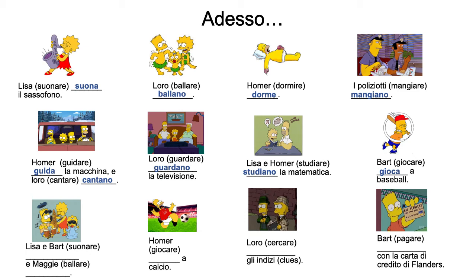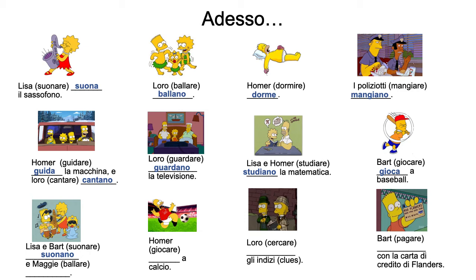In the next one, again, we have two parts. The first one says Lisa e Bart, right? So the subject here is two people. It's they, right? I want the loro form of suonare, which is suonano. Lisa e Bart suonano. Lisa and Bart play, right? And of course, play in the sense of playing an instrument. Remember that suonare means to play an instrument, right?